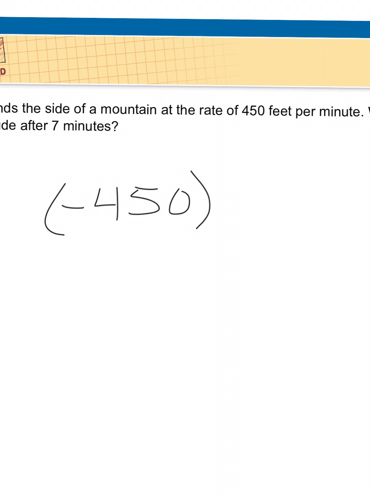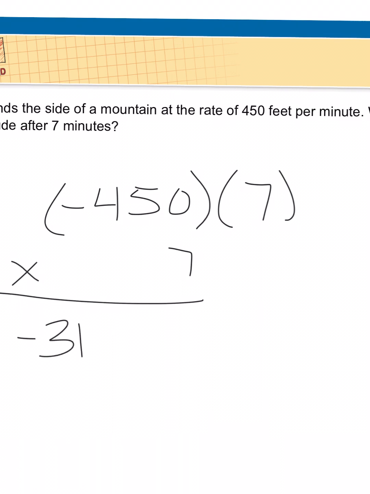We want to know the change of altitude for 7 minutes. So what do we need to do? Multiply by 7. Or you can set it up like this. What'd you get? Negative 3,150. Is that what you guys got? Yes, negative 3,150.